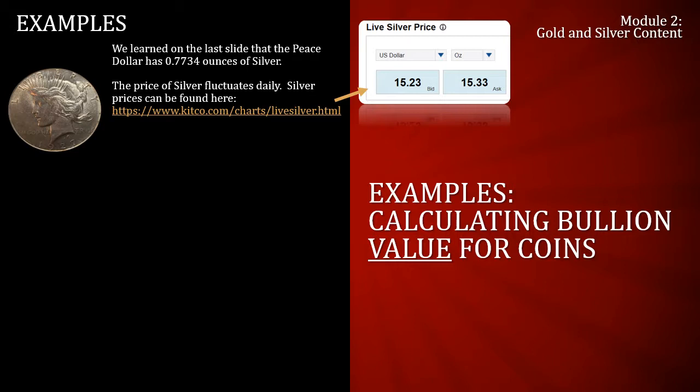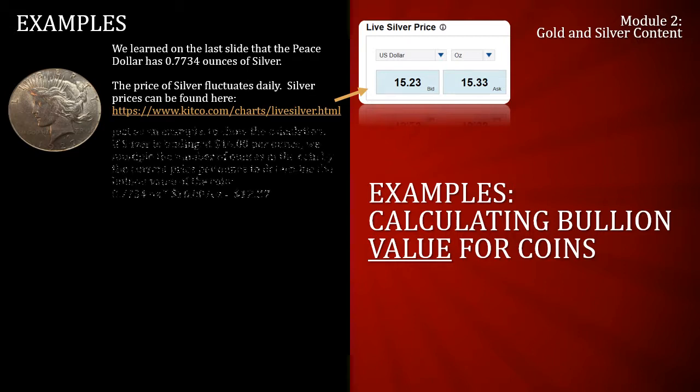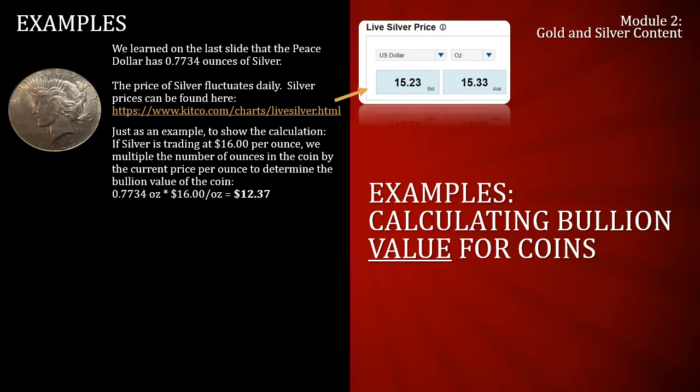So you could use either one of these, or you can split the difference and use that number as the current price for silver. Then you would take that price, the current daily price, and multiply it by the amount of silver in the coin to determine the bullion value of that coin.